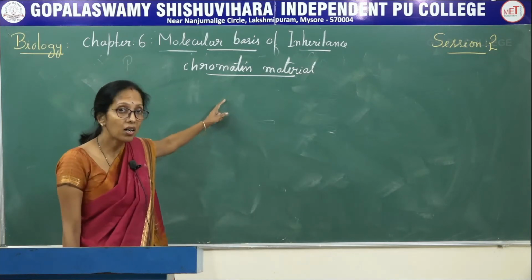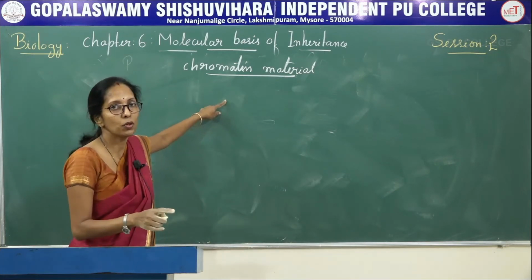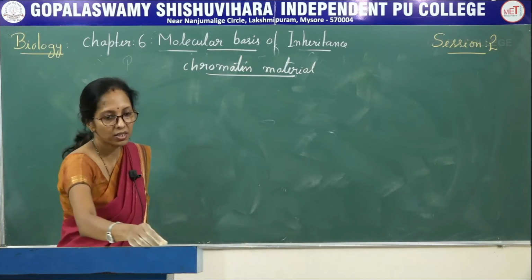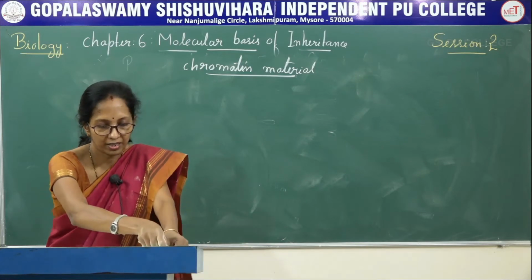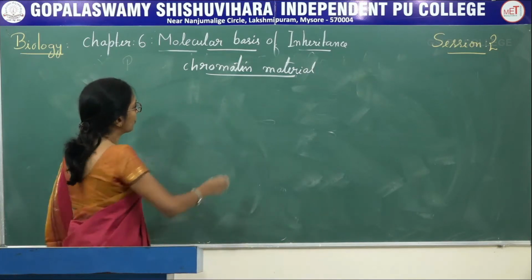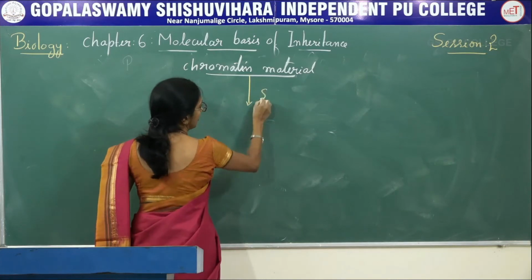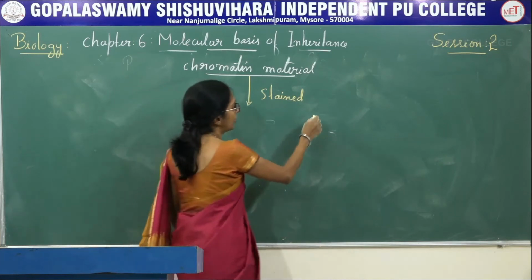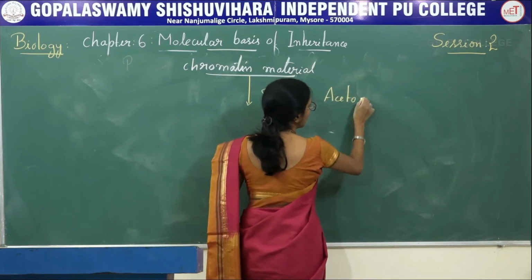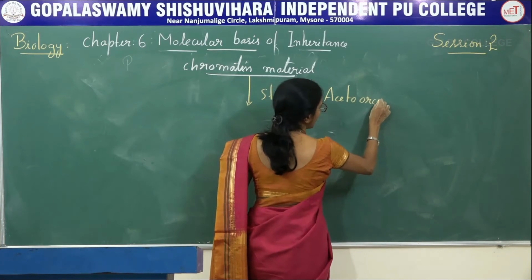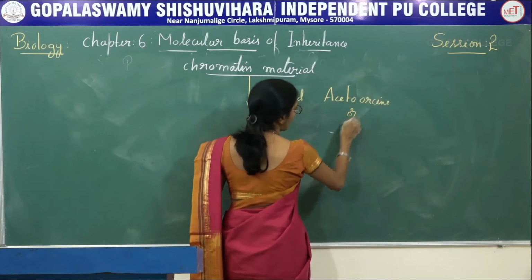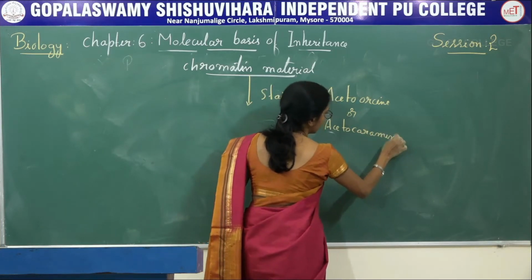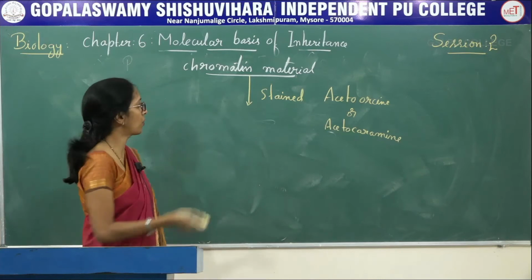So when the cell is not dividing, what happens? The chromosomes occur in the form of a thin thread-like or fiber-like structure, that is said to be, what do you call? Chromatin. If this chromatin is stained, that means we have to add color, stain, by using aceto-orcein or acetocarmine. When we add these two stains, what happens?